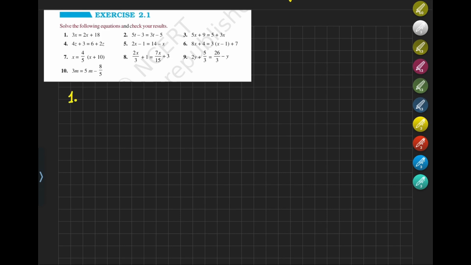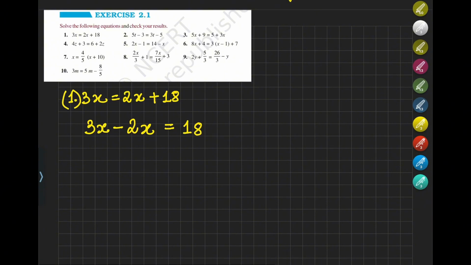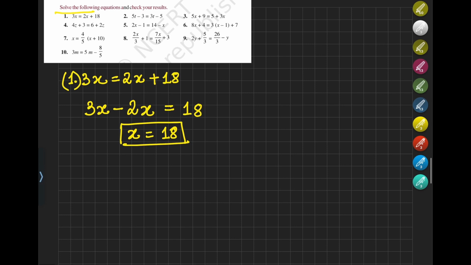The first question is 3x is equal to 2x plus 18. Collect the variable on one side, or isolate the variable on the LHS. 3 minus 2 is 1, so x is equal to 18. So we have solved the equation. Now let's check whether the answer that we got for x is correct or wrong.